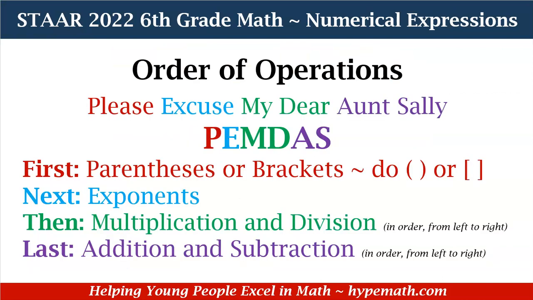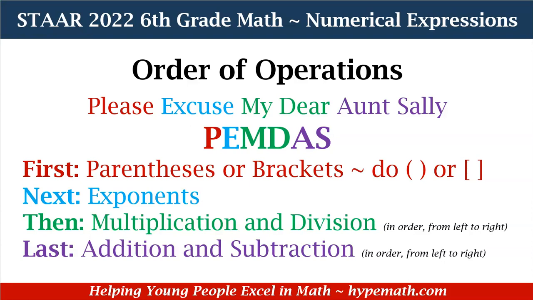In talking about numerical expressions, let's review order of operations. Sometimes you'll hear PEMDAS, which stands for Please Excuse My Dear Aunt Sally. Now, what does that mean, Miss Jackson? I'm glad you asked. The P is first, which stands for completing or computing what is in parentheses or brackets first, okay? Next, we have our exponents. Then we have multiplication and division in order from left to right. So what does that mean?